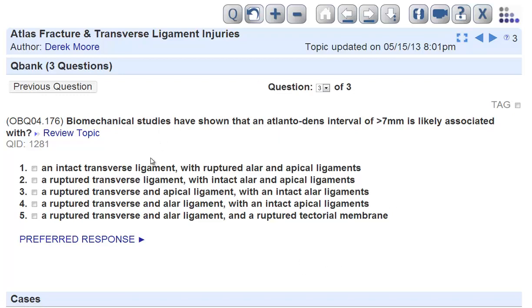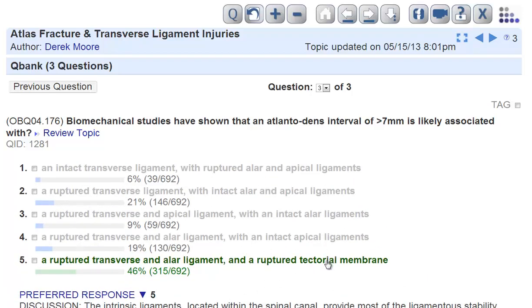Biomechanical studies have shown that atlantodens interval of greater than 7 millimeters is associated with, again, we just discussed that. If your atlantodens interval is less than 3 millimeters, that's normal. 3 to 5 means isolated injury to the transverse ligament. If it's greater than 5 millimeters, that's significant migration of the dens away from the anterior arch of C1, and that means those 3 stabilizing structures that are all pulling the dens anterior to the arch of C1, which include the transverse ligament, the alar ligament, and the apical ligament, all of those would be disrupted.